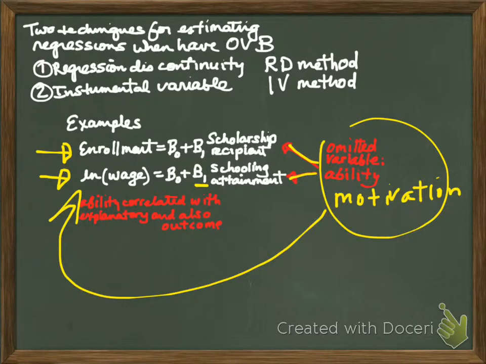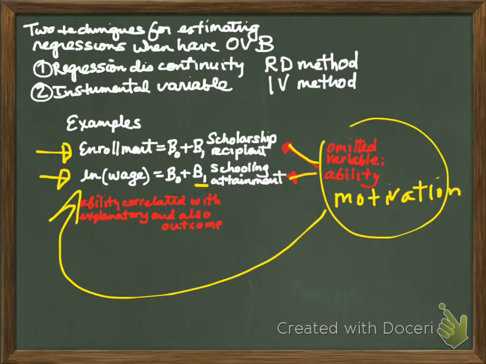Ability or motivation is likely to be correlated with your income, your wage later in life, but is also likely to be correlated with how much schooling you attain. So knowing that there's this omitted variable and that most likely it's positively correlated with the scholarship or with schooling attainment and positively correlated with enrollment or the wage, we're going to have an estimate of beta 1 that's biased in a positive direction. Beta 1 will look like it's too big. It will look like the effect of receiving a scholarship, or the effect of schooling attainment on wages, is too big.